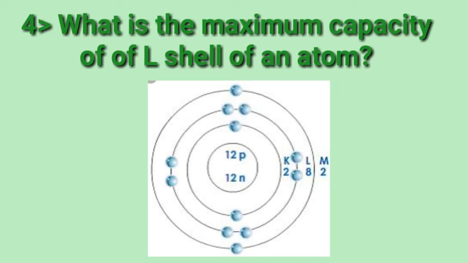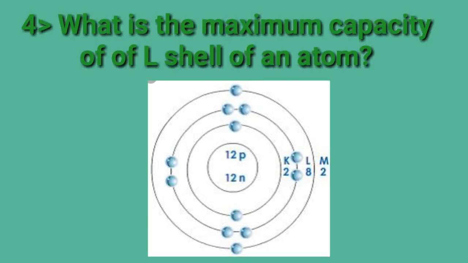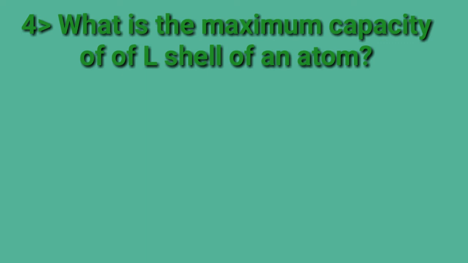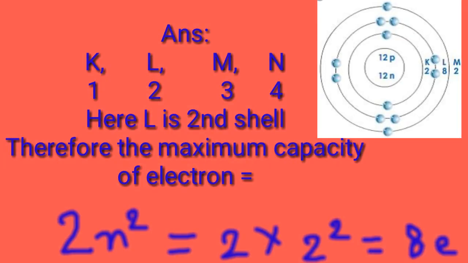Number 4, what is the maximum capacity of the L shell of an atom? Here, as you know, there are the K shell, L shell, M shell and N shell, numbered 1, 2, 3 and 4. Therefore, L is the second shell. So the maximum capacity of electrons, as you know, is given by the formula 2n squared. So here 2 into 2 squared is equal to 8 electrons, right?